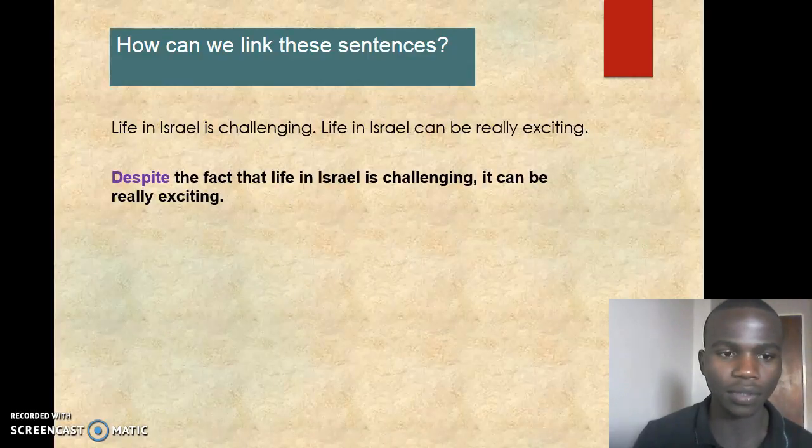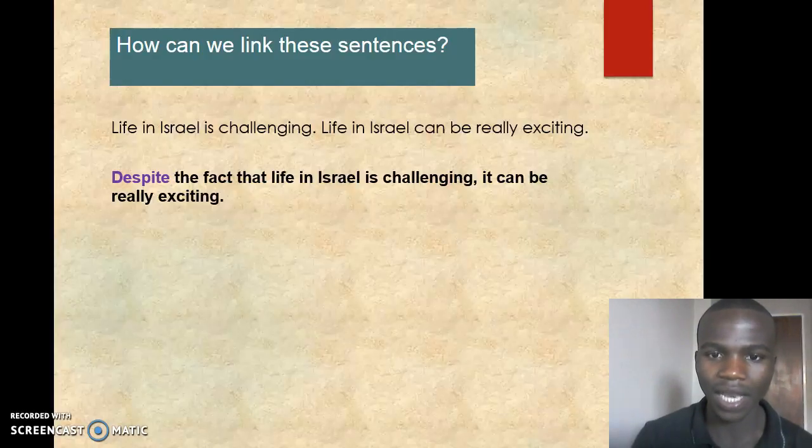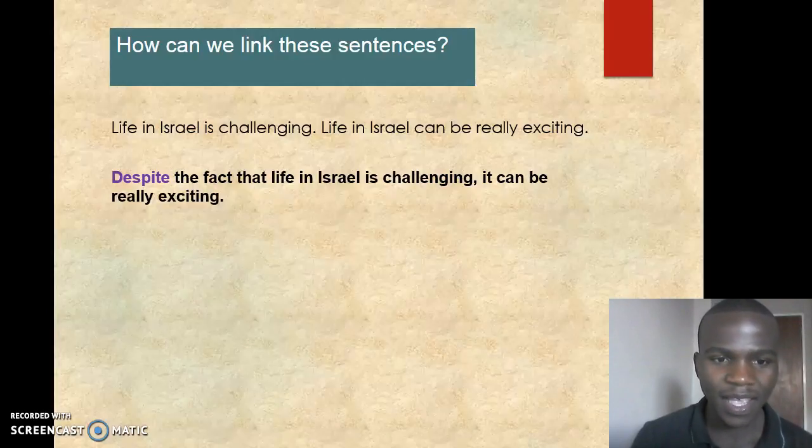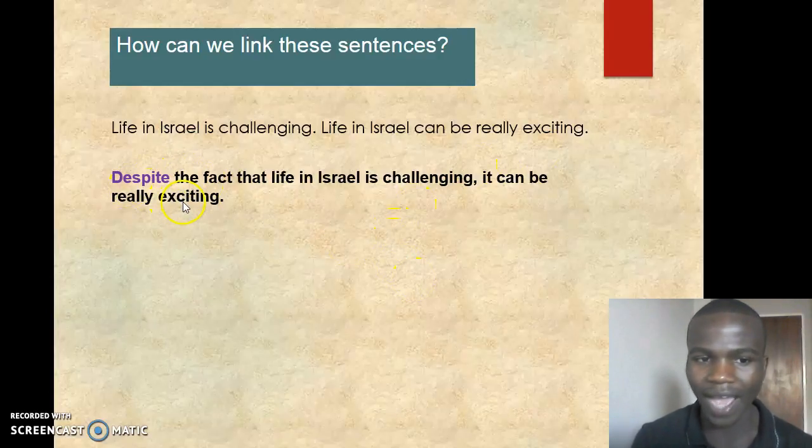Okay. This is an example. Life in Israel is challenging. Full stop. Life in Israel can be really exciting. We have two different sentences here, but we need to use a proper transitional signal or a proper connector to connect the two ideas and make one sentence. Okay. Despite the fact that life in Israel is challenging, it can be really exciting. You see guys, here I have used the word despite to combine these two different sentences.